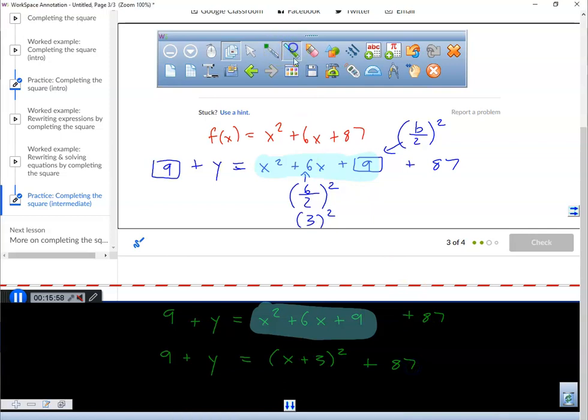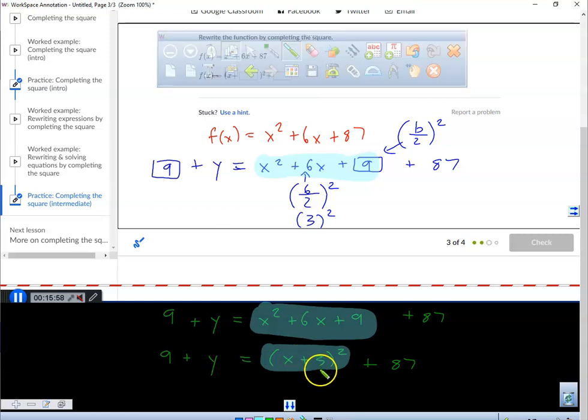So this is the connection I'd like you guys to make. I'd like you guys to be able to go from here to here. So that's the connection I want. Instead of doing x plus 3 times x plus 3, I'd like you to just make it x plus 3 squared. Okay? What would be our final step?